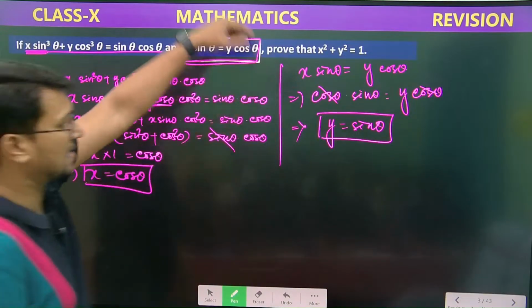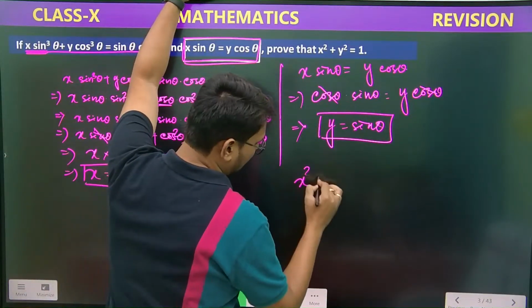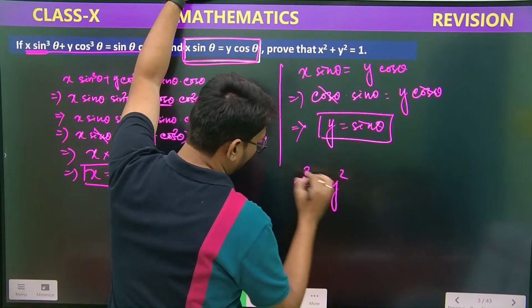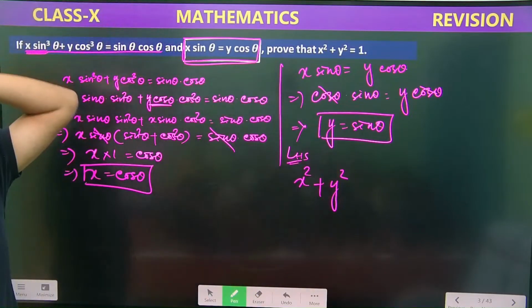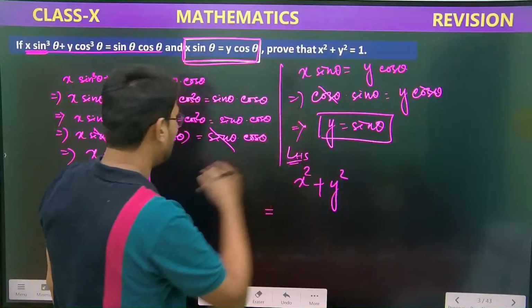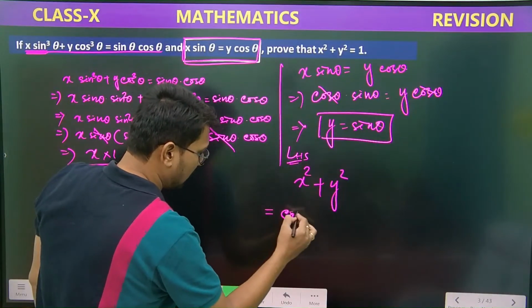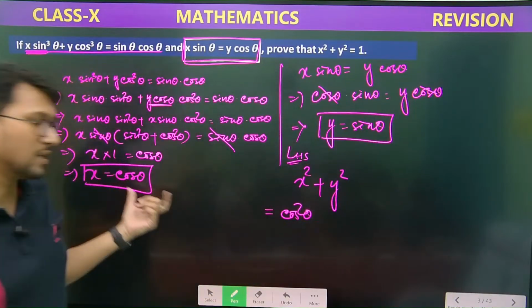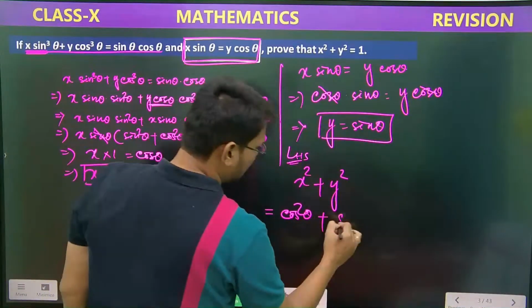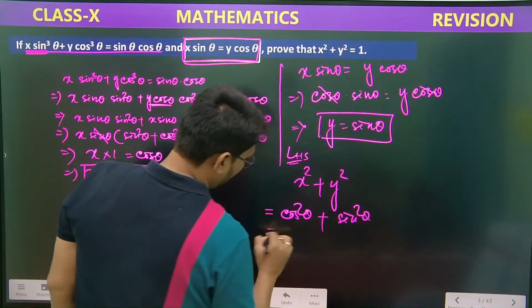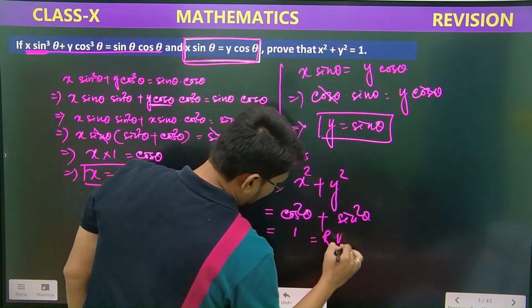Now the question is asking to prove x square plus y square is 1. So LHS is x square plus y square. Yes or no? LHS is x square plus y square. Bas daal do. X square kya hai? Cos square theta. X square is cos square theta plus y square, y matlab sin square theta. Kitna hai? 1 equals RHS, proved.